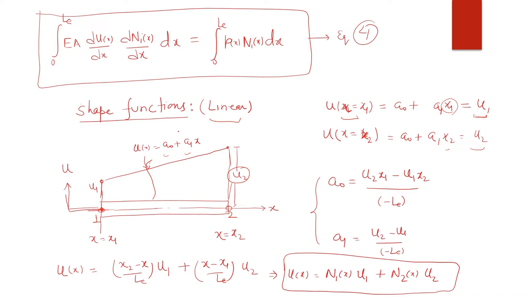Now we will solve these two equations and get a0 and a1, and we will further replace this a0 and a1 by putting them in the equation a0 plus a1x. So now we will just take the coefficients of u1 and u2, and we get (x2 minus x) upon Le and (x minus x1) upon Le, which are nothing but the shape functions N1(x) and N2(x), and u1 and u2 are independent of x, they are the nodal displacements.